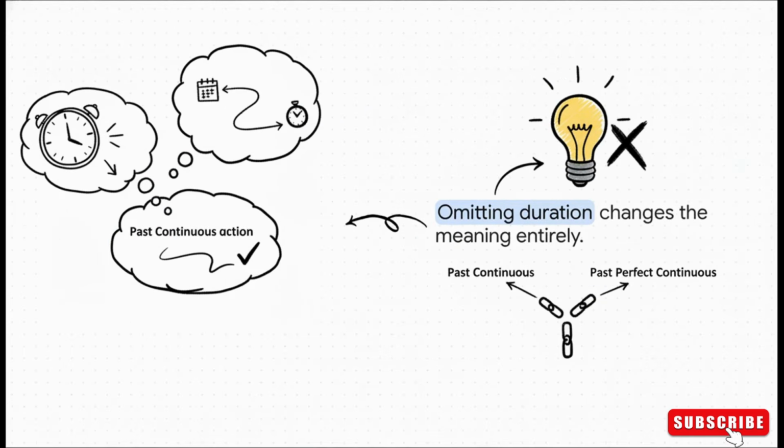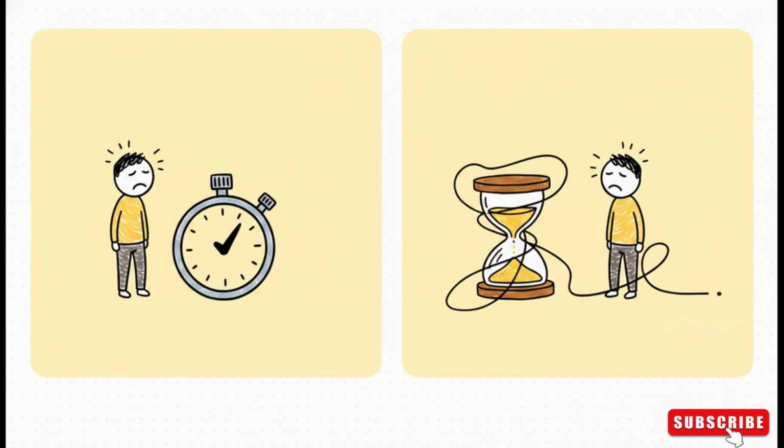If you leave out a specific duration marker, like for 5 minutes or since Friday, a lot of English speakers will naturally default right back to the past continuous tense. And this is a big deal because it completely shifts the emphasis of your sentence from highlighting a long duration of time to highlighting an interrupted action. Let's put this into practice.